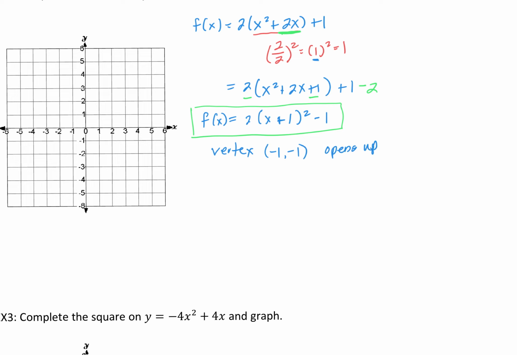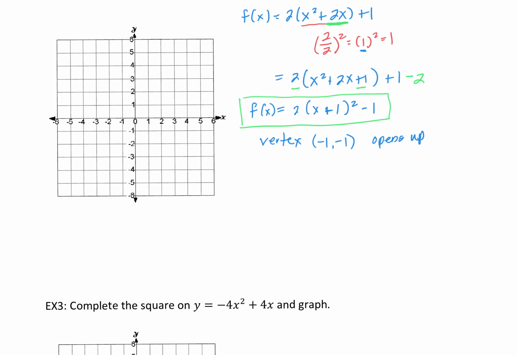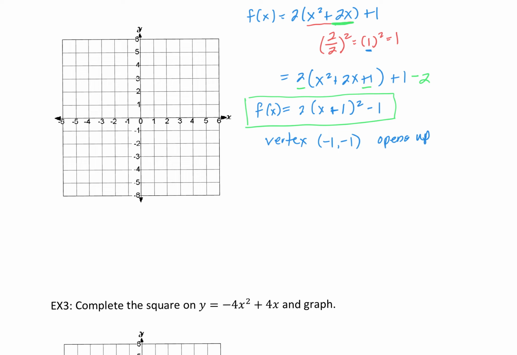In the vertex form, you get the vertex, and it opens up. All we need is another point and the axis of symmetry to graph. So the vertex is -1, -1, and it opens up. I'm not even going to make a table of values. I'm going to use the axis of symmetry. Remember, that's going to cut my parabola in half.